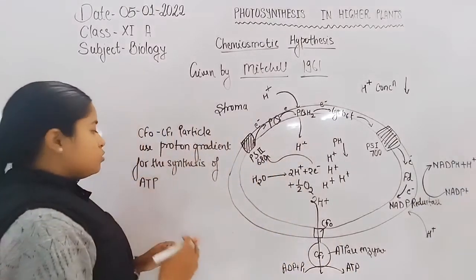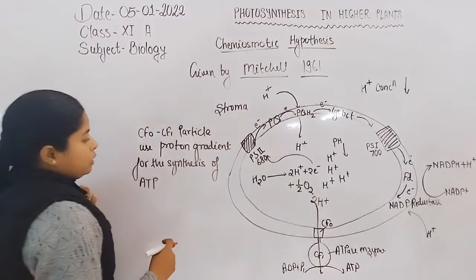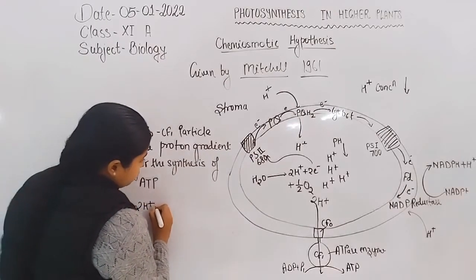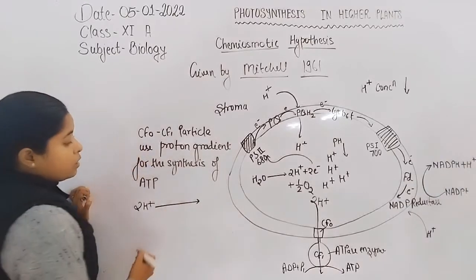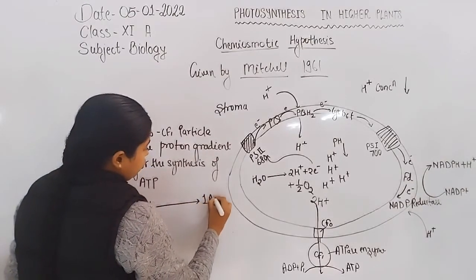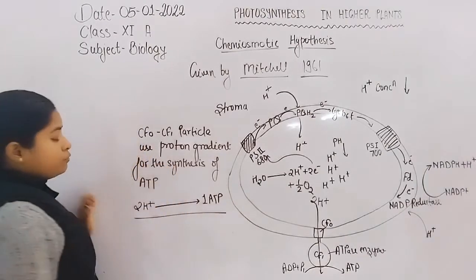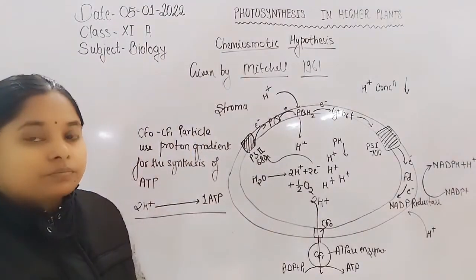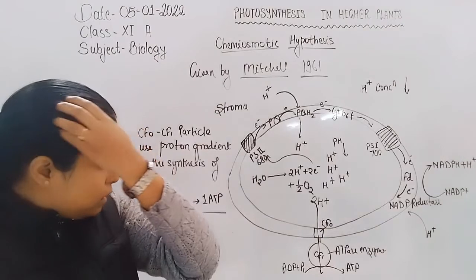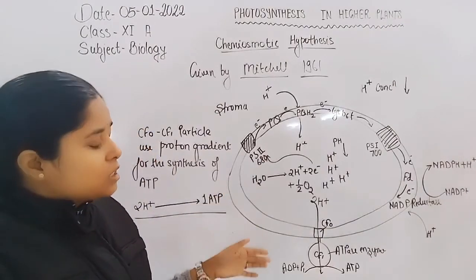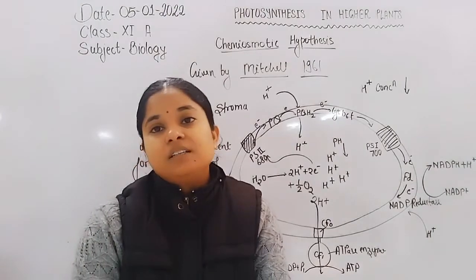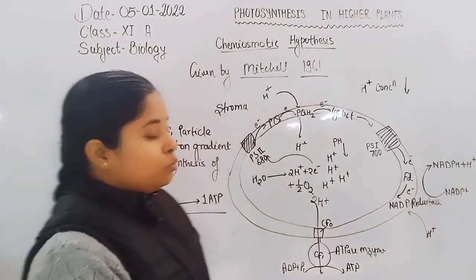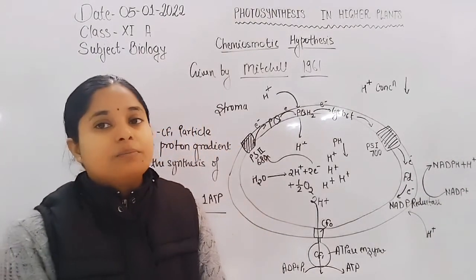It is also said in the chemiosmotic hypothesis that two protons synthesize one molecule of ATP. So from two protons, one molecule of ATP gets synthesized. Now overall, this hypothesis is related to the proton gradient, because in the mitochondria the proton gradient functions, and through the electron transport and proton gradient, ATP gets synthesized.